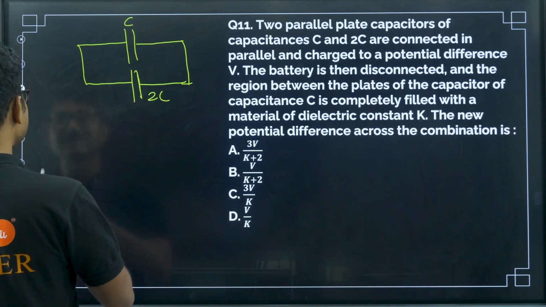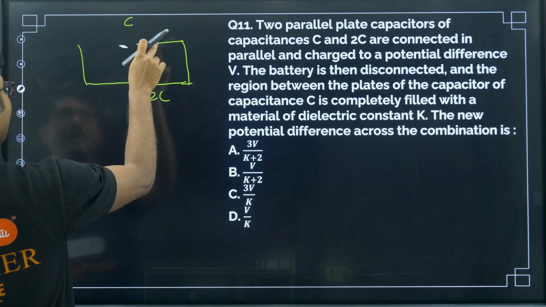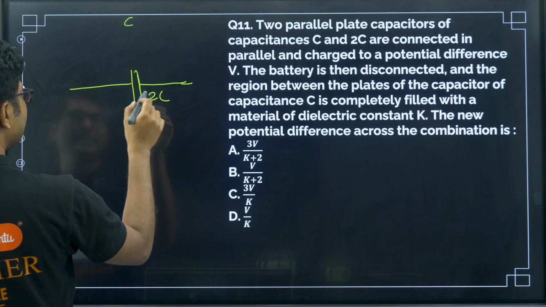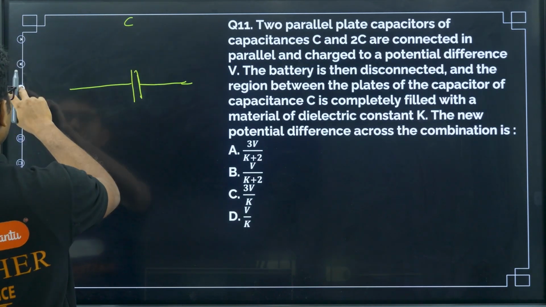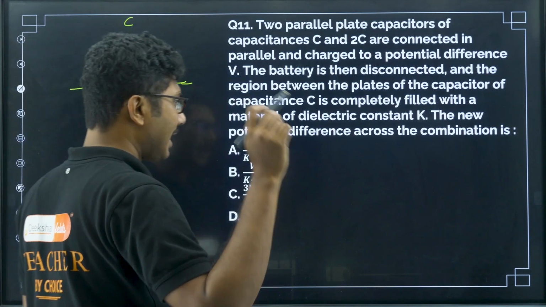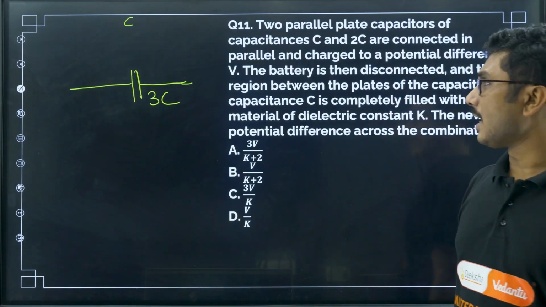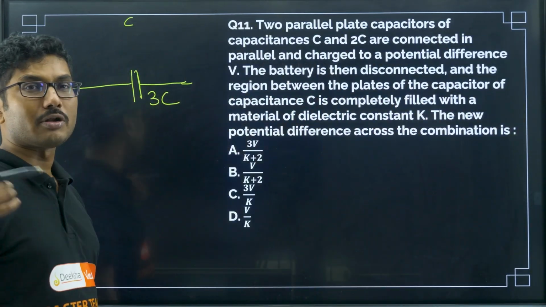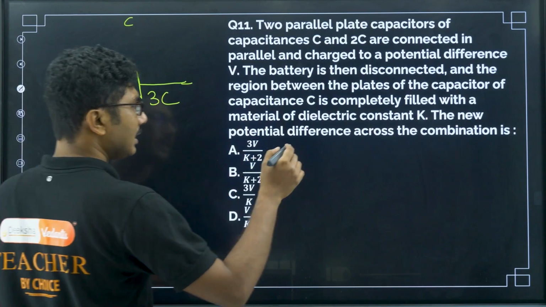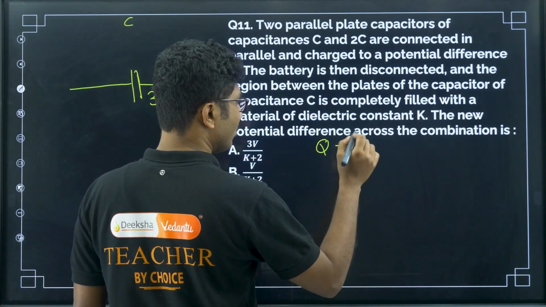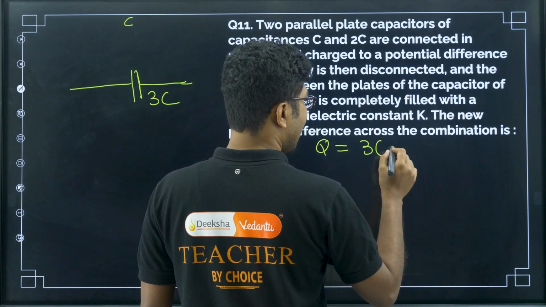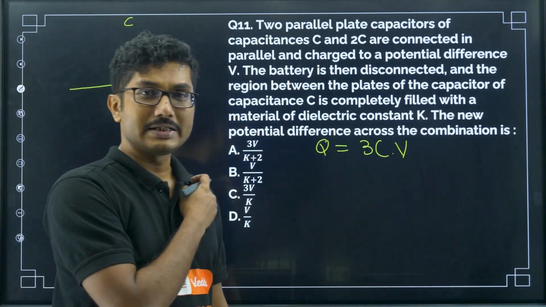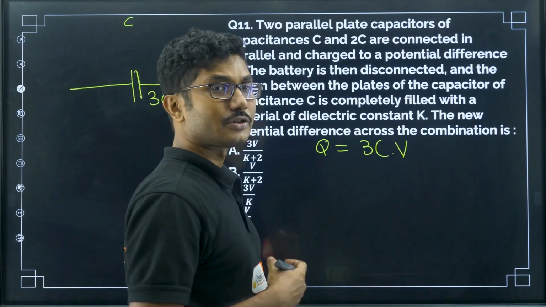Parallel means the equivalent capacitance is just adding. So I am just drawing the equivalent capacitance in the first stage. Equivalent capacitance will be 3C. Now, what is the charge stored? The charge is always conserved. You remember that charge is always conserved. So suppose the first charge is Q. Q is equal to CV, and here C itself is 3C. So 3C into V is the charge stored in the capacitor.